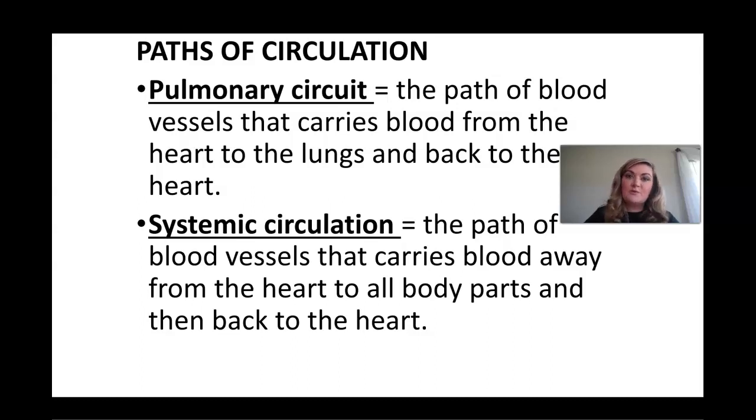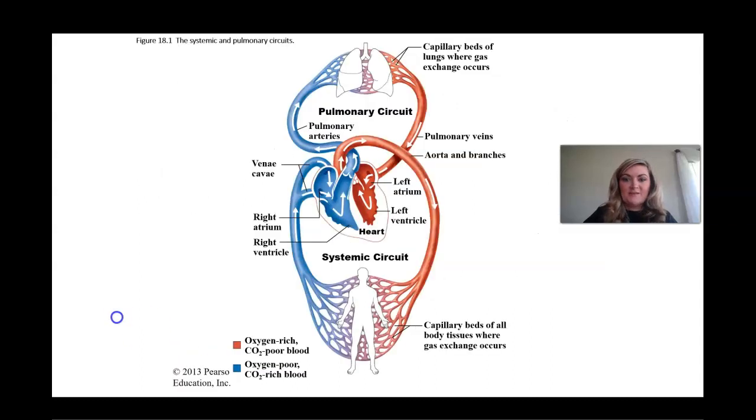With these two, we're going to look at a diagram and a picture so you better understand. So here's a picture that's going to show you both paths of circulation. What happens is, you have your vena cavas, the inferior and superior vena cava, and they come in here to the right atrium.